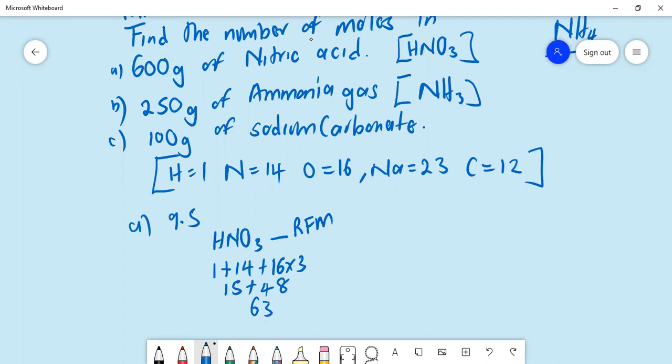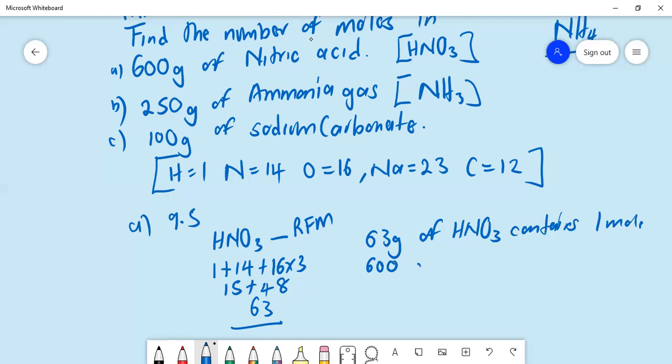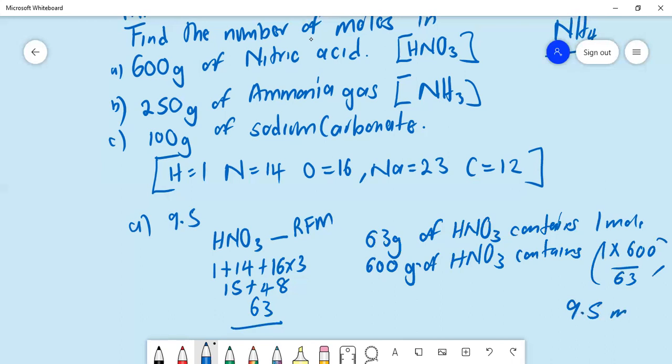63 grams. But you don't put the grams there because it's a unit. So I mean 63 grams of nitric acid contains 1 mole. What of the 600 grams of nitric acid? So it contains 1 times 600 out of 63, giving us 9.5 moles. Part B, what have you got?